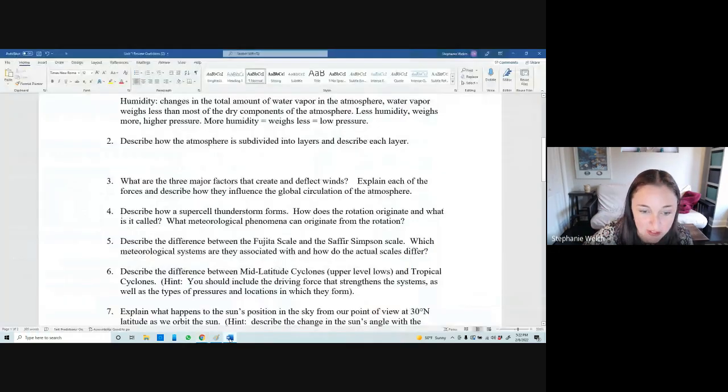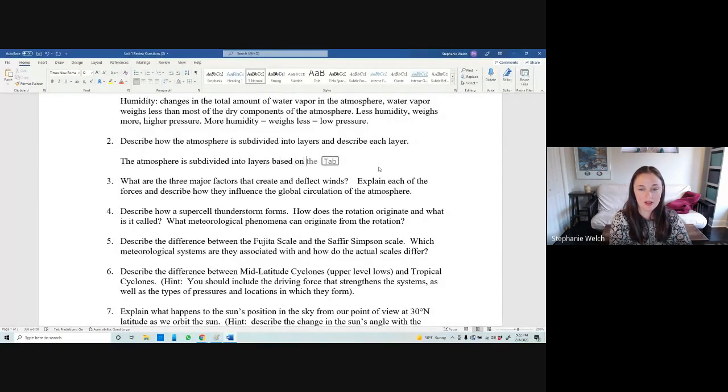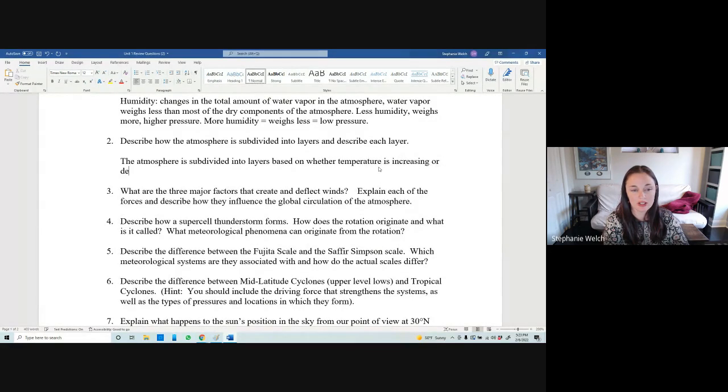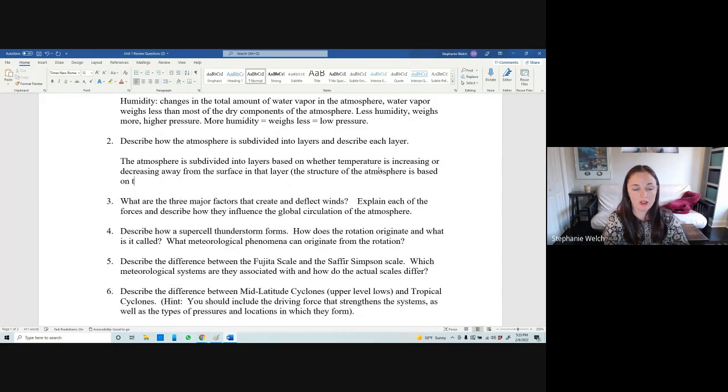All right, so going back over here, describe how the atmosphere is subdivided into layers. First off, the atmosphere is subdivided into layers based on whether temperature is increasing or decreasing away from the surface in that layer or zone. Or in other words, the structure of the atmosphere is based on thermal variations. So that is more important to me, that you understand why we break it down into these layers than what the names of the layers are.